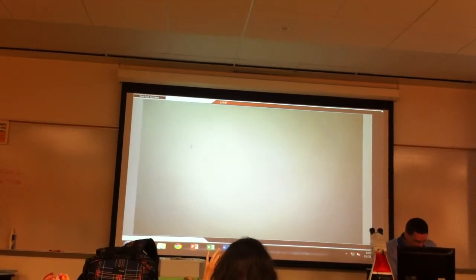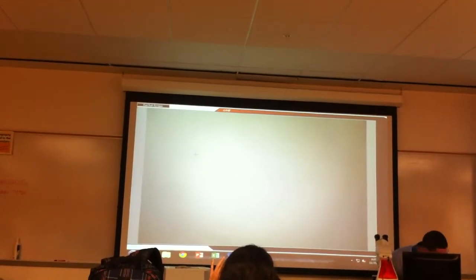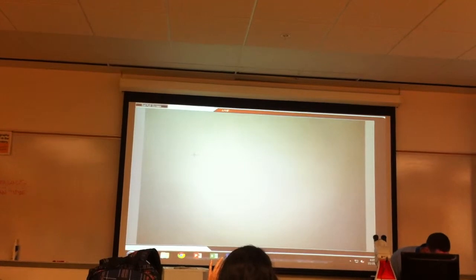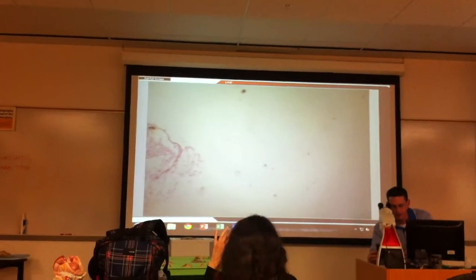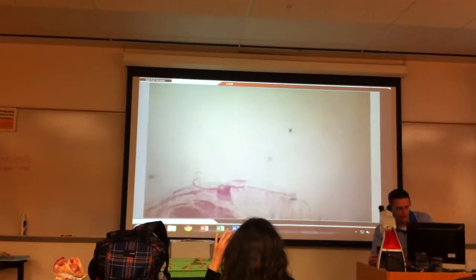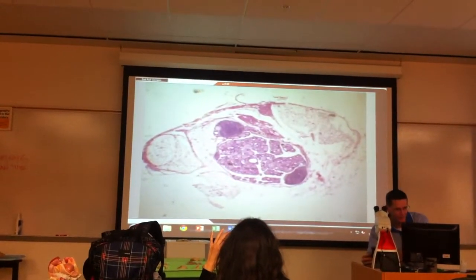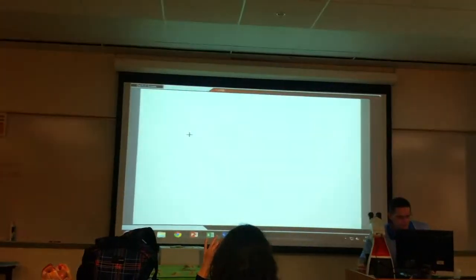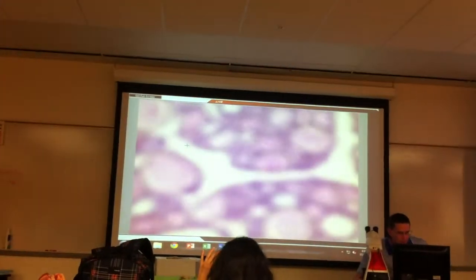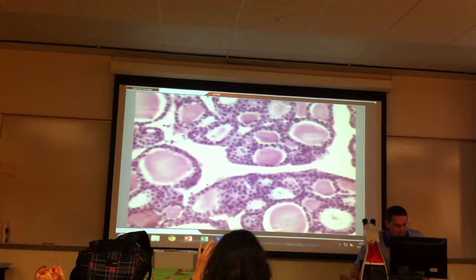Thyroid's probably the easiest of all of these, assuming, of course, I have a thyroid. Hang on, let me find my thyroid. So thyroid is organized into really obvious follicles. That's high power, or low power. Let me zoom in, probably twice even.